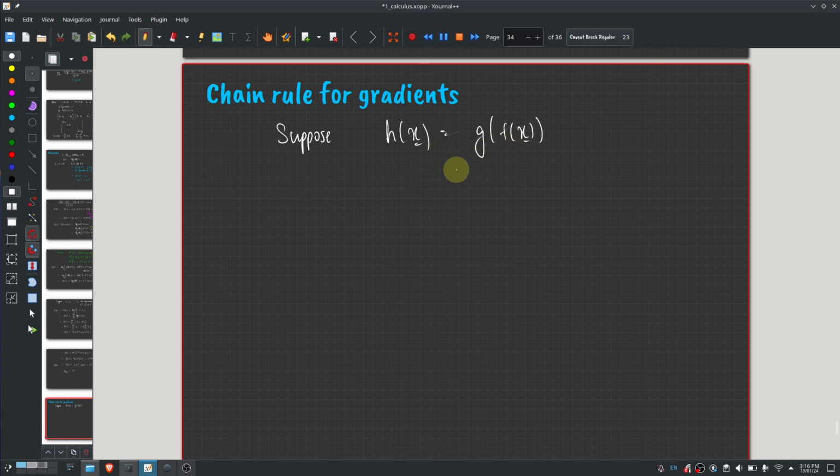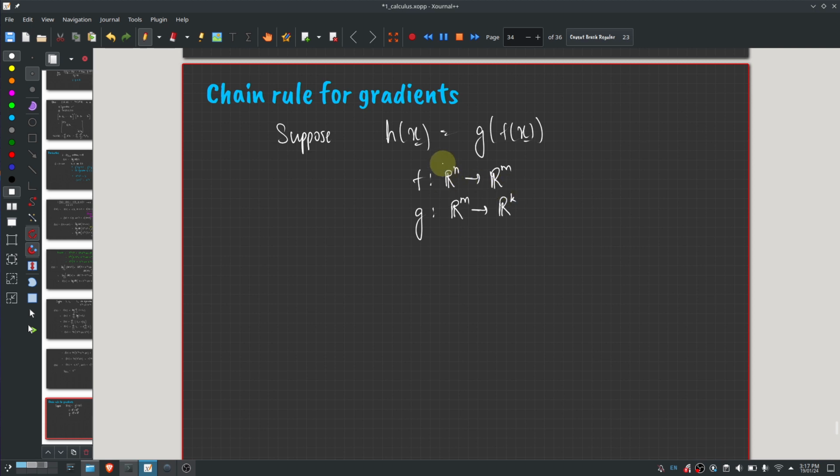Again, this can be very general. Let's say f is from Rn to Rm, and g is from Rm to Rk. So h would be a function from Rn to Rk. What would be the dimensions of the derivative of f? The derivative of f would be an m by n matrix. The derivative of g would be a k by m matrix. And the derivative of h should be a k by n matrix.